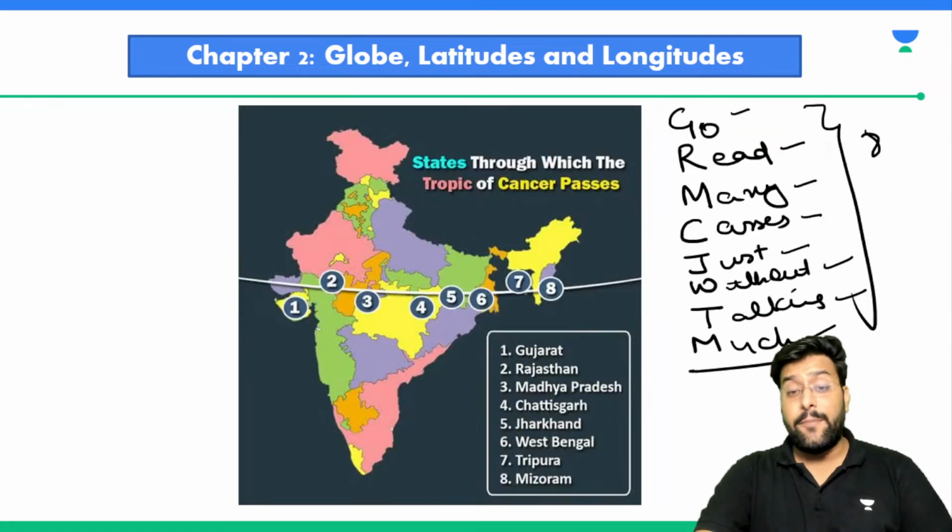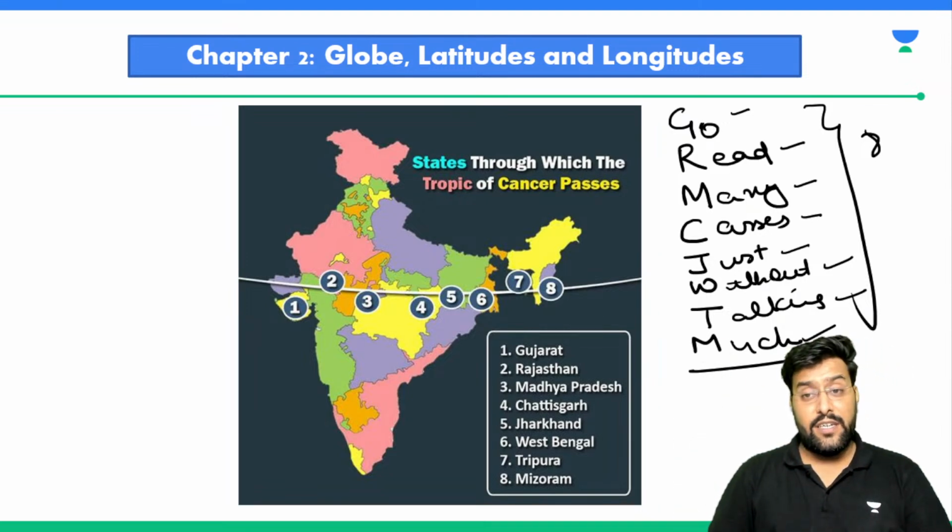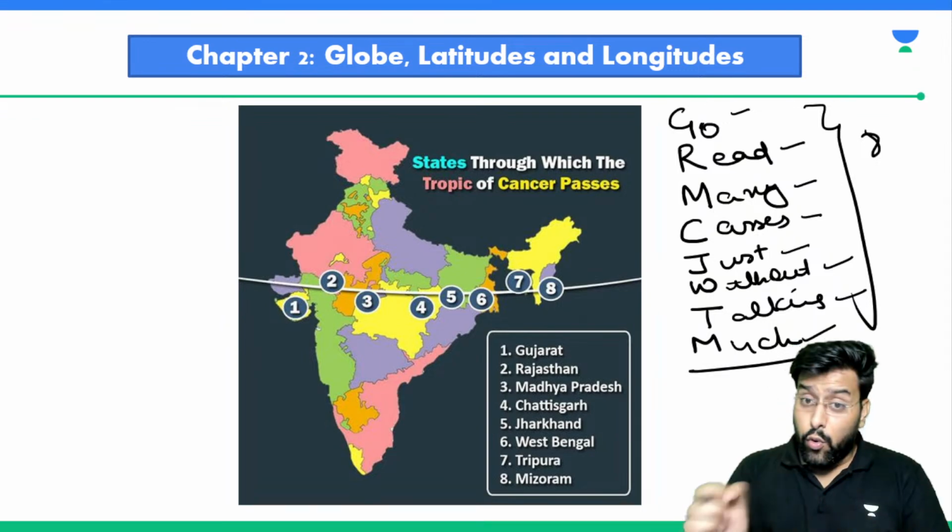And similarly, when somebody asks you Tropic of Cancer passes through which states, you simply tell him, go read many cases just without talking much. So that is Gujarat, Rajasthan, Madhya Pradesh, Chhattisgarh, Jharkhand, West Bengal, Tripura and Mizoram. Note them down.